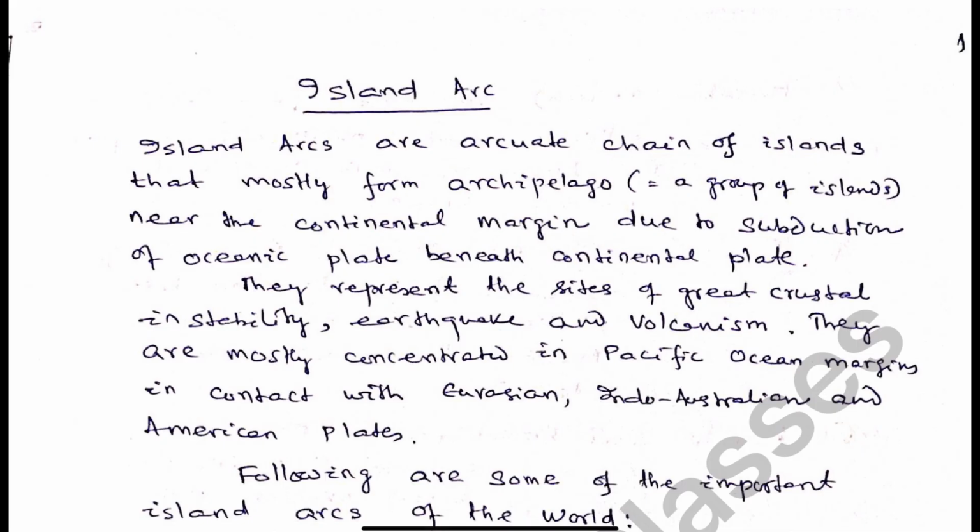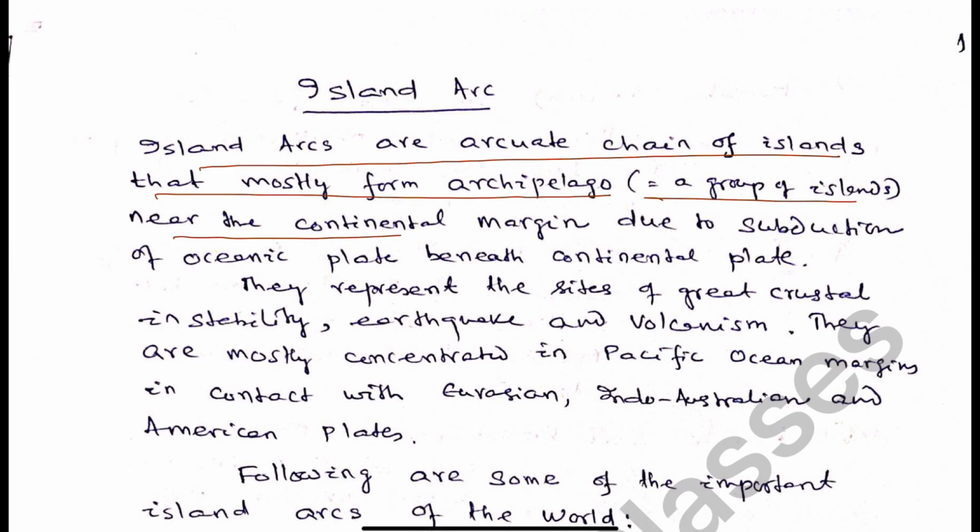Today I will discuss the island arc. Island arcs are arcuate chains of islands that mostly form an archipelago, or a group of islands, in the oceans, particularly near the continental margin, due to subduction of the oceanic plates beneath the continental plates.